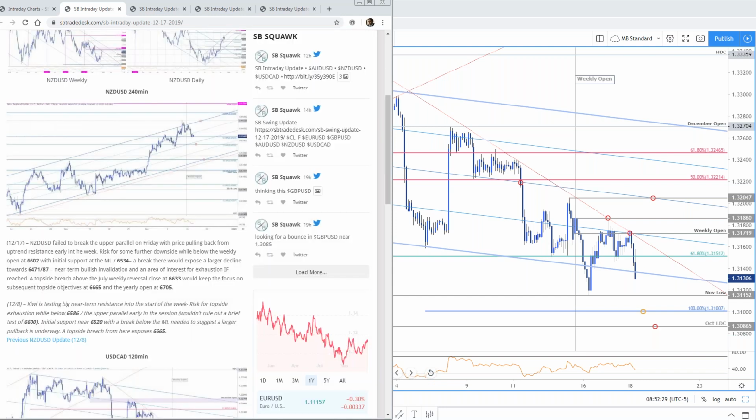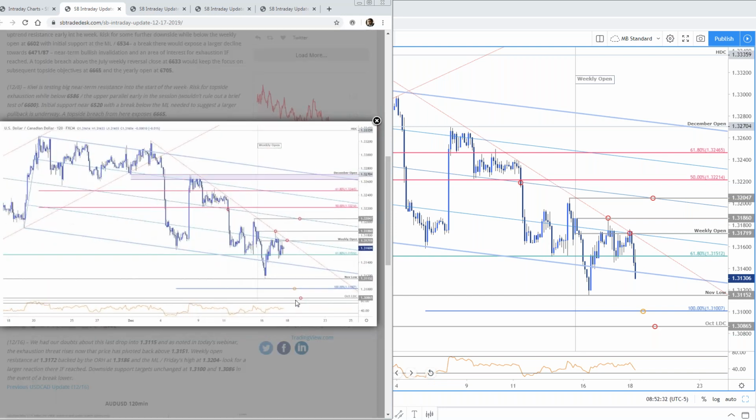On the update, so here's dollar CAD last night. As I noted, we made a full round trip. Here's your weekly open. You stab into a high, slam lower, test that high yesterday. The weekly opening range is set. We're looking for a break of this range. As I noted, near-term resistance at the weekly open.